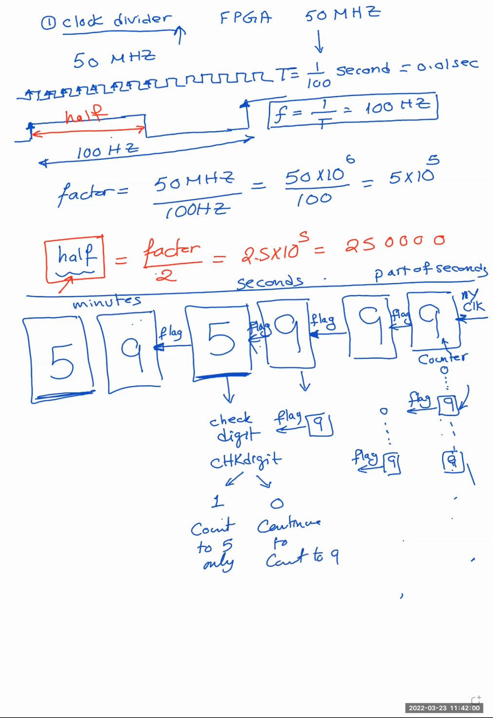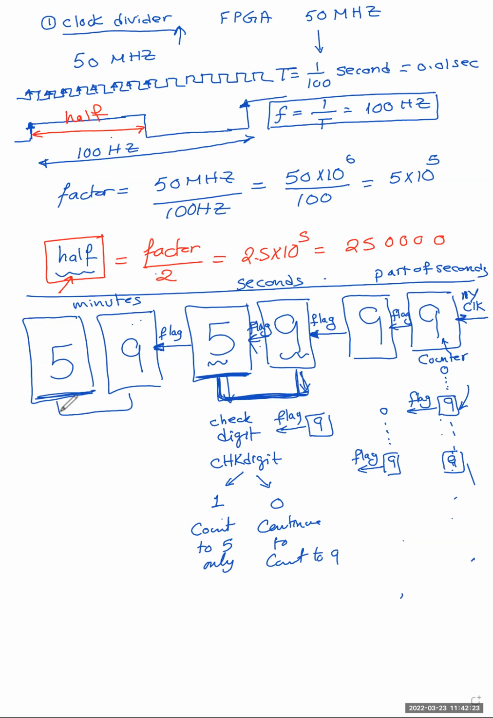So I will be using the check digit in this one here for these two. If the check digit is equal to 1, it tells me that I need to count only to 5. And if the check digit is equal to 0, it means that I can continue counting all the way to 9. And I will do the same thing here for that check digit.